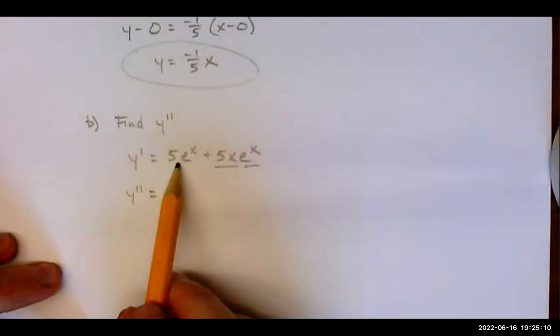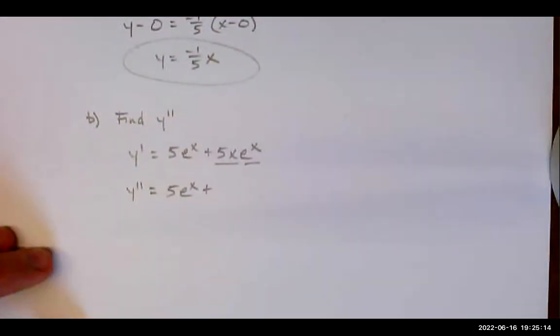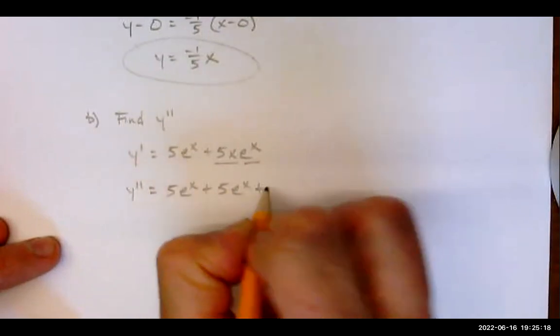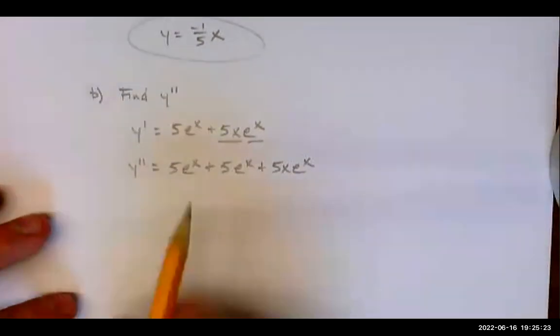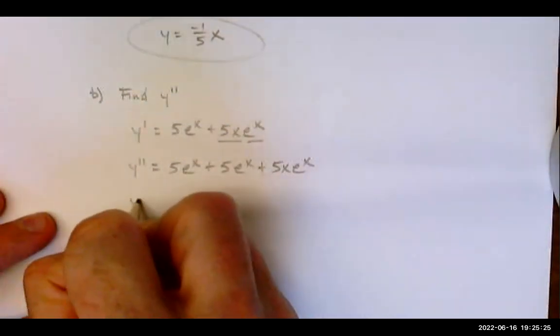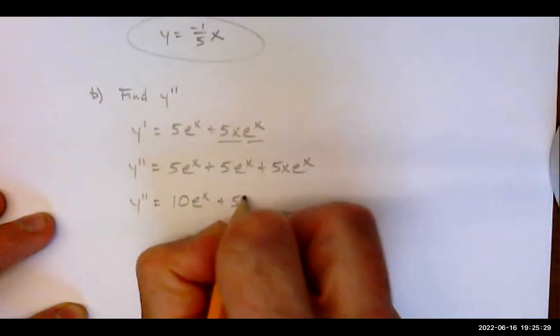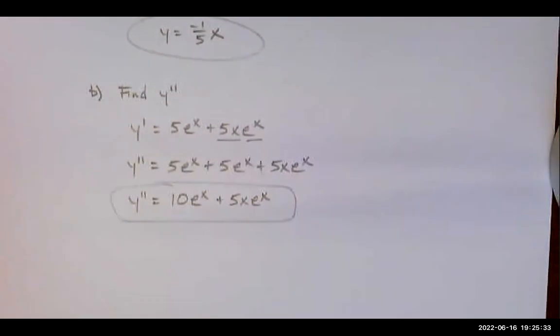Well, let's take a look. This derivative would just be itself. But now we need the product rule again, 5e to the x plus 5x e to the x with that product. And that simplifies pretty well: 10e to the x plus 5x e to the x. There's our second derivative. Pretty sweet.